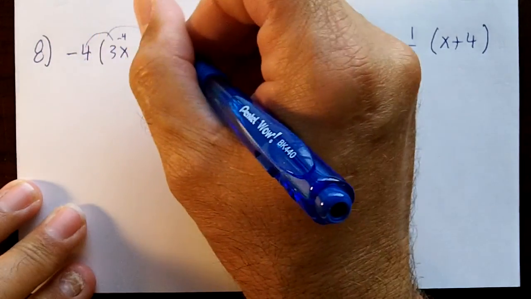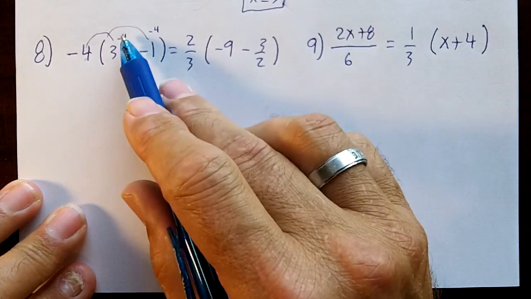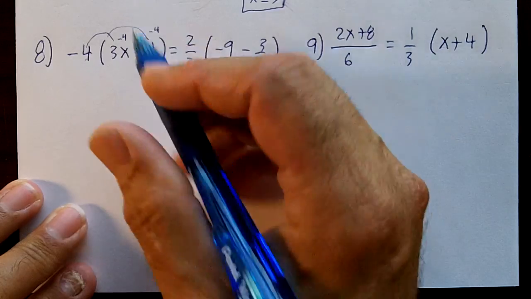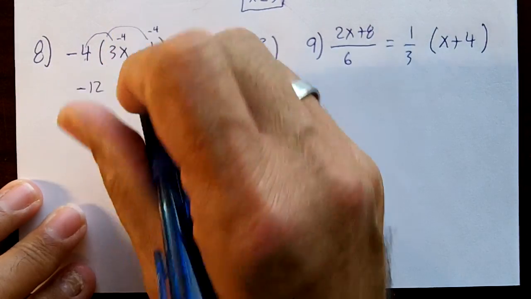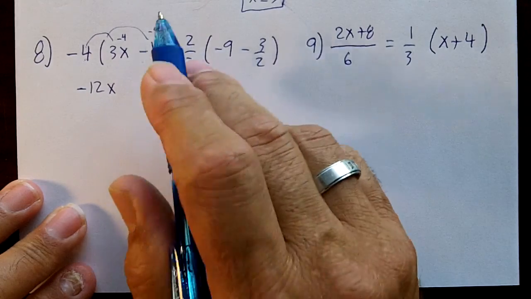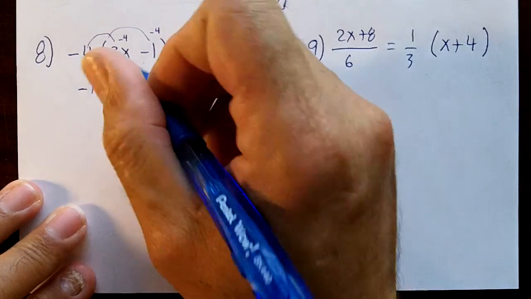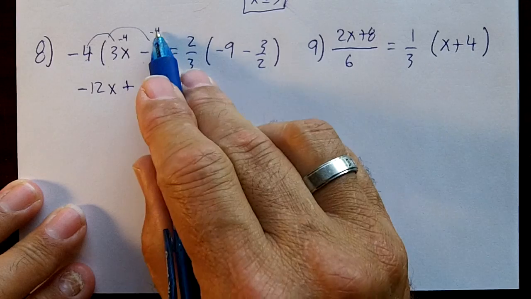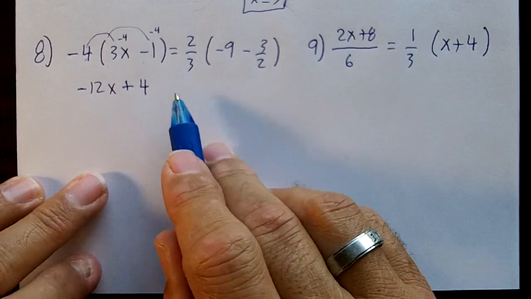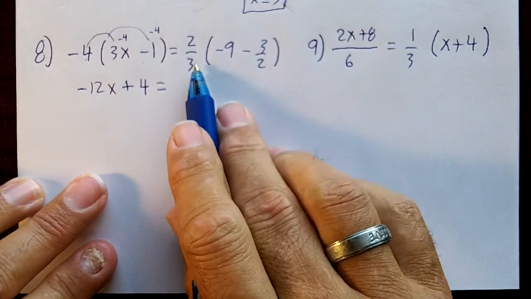So we're going to put a -4 on top of these. We're going to multiply this and this and this and this. -4 times 3 is a -12, and our variable is x. -4 times a -1, two negatives make a positive. Don't put a minus minus. 4 times 1 is 4. Don't use double signs.